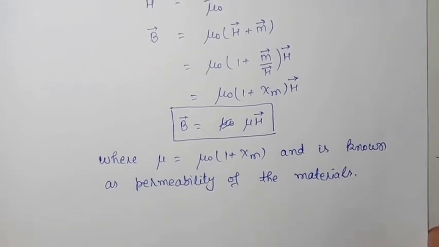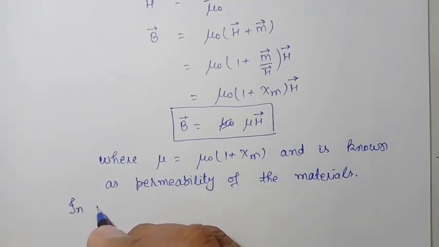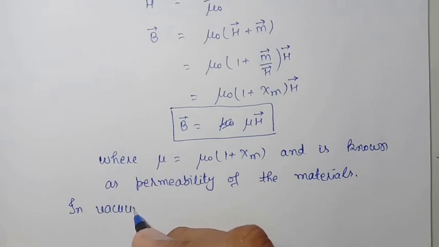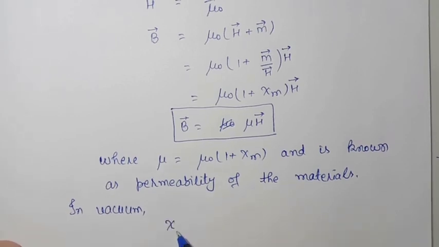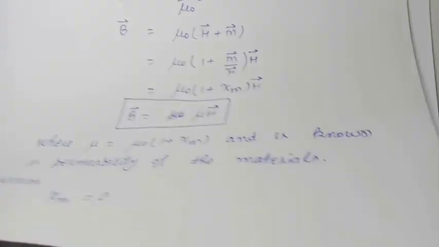We have a special case, that is vacuum, because there is no matter to be magnetized. So in vacuum, magnetic susceptibility is equal to 0. Diamagnetic and paramagnetic materials are linear materials, because they obey the linear equation.